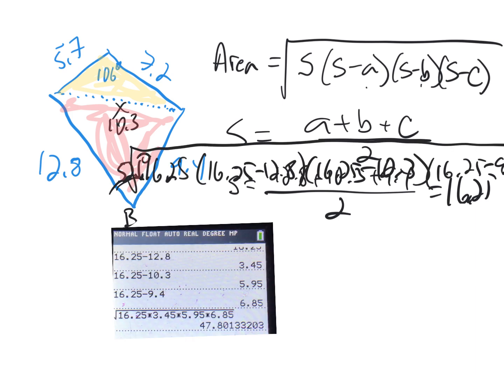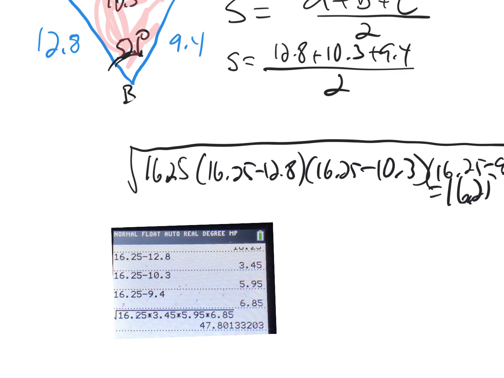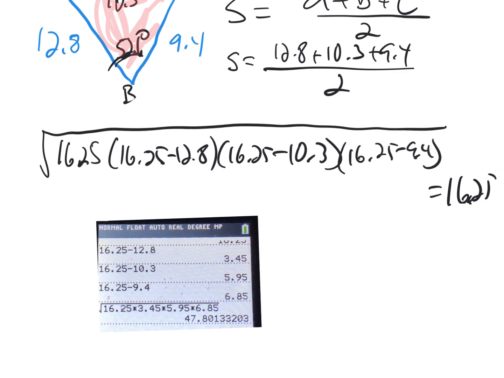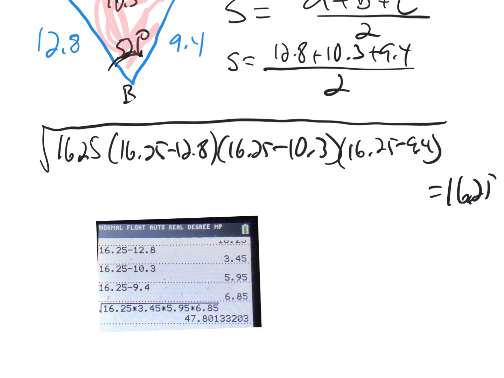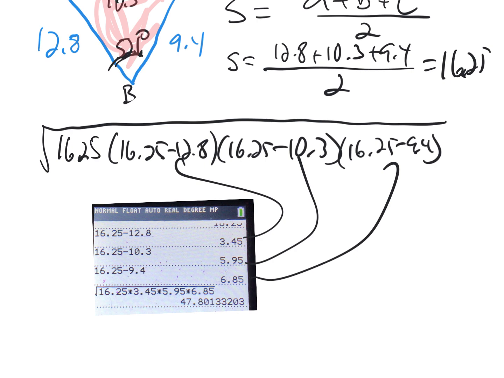So here's what I got when I did all those calculations. Let me move some of this stuff out of the way. Okay, so I found all those differences here, right? So this number is that, this is that, this is that, and then I just multiplied, entered them all in my calculator as is, and I got 47.8 units for that red triangle area, which agrees with what I got with the earlier one.